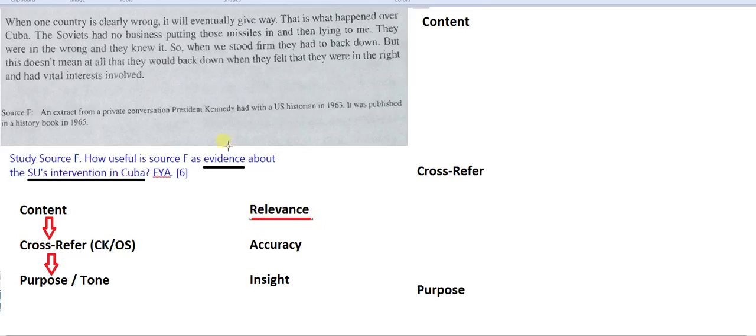If you read the source carefully, it says that this source is by President Kennedy, the American president, and he was having a private conversation with a U.S. historian in 1963. The date, 1963, is just shortly after the Cuban Missile Crisis in October 1962, in fact.